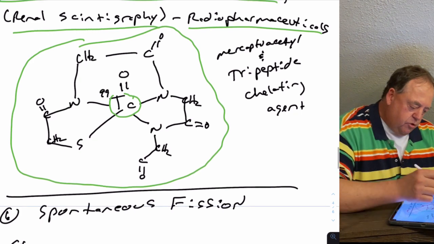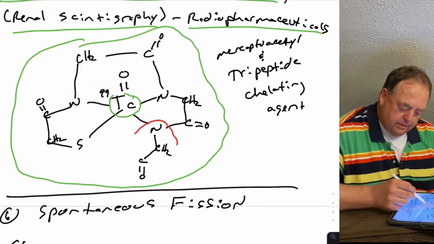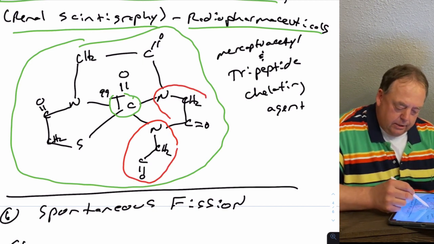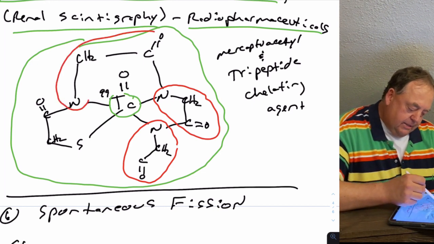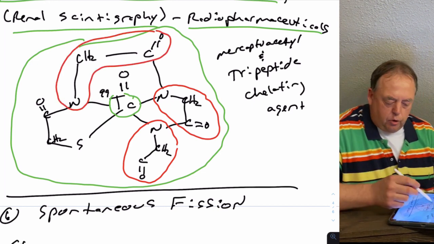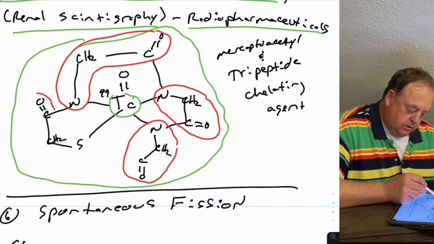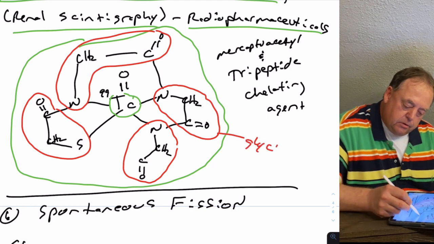It's maybe an interesting molecule chemically, especially once you've had organic chemistry, because this is a glycine, which is an amino acid. This is a glycine, and this is a glycine. So it's a tripeptide that's coordinating the technetium. Those are all glycine molecules.